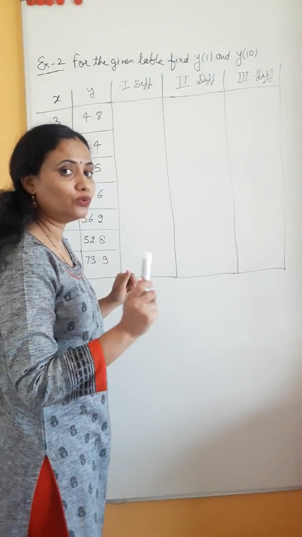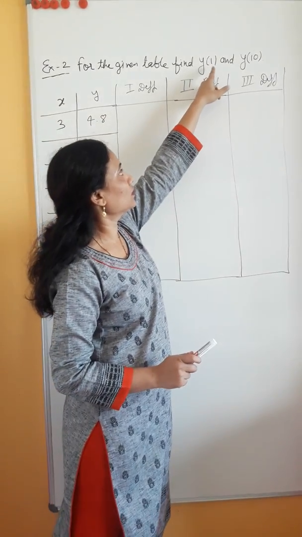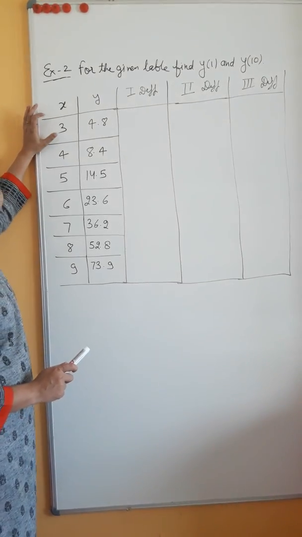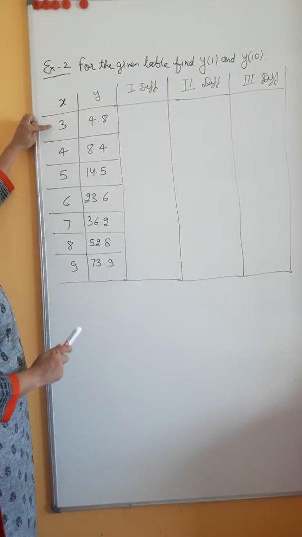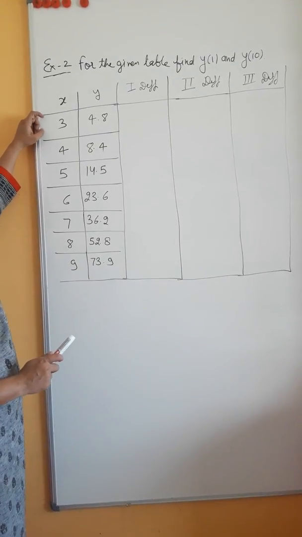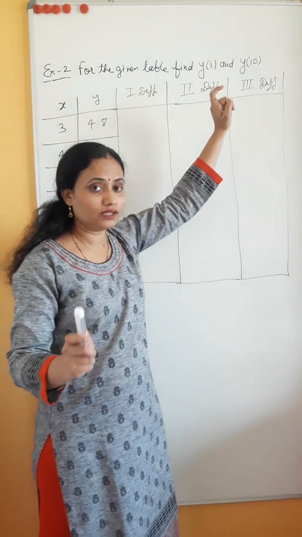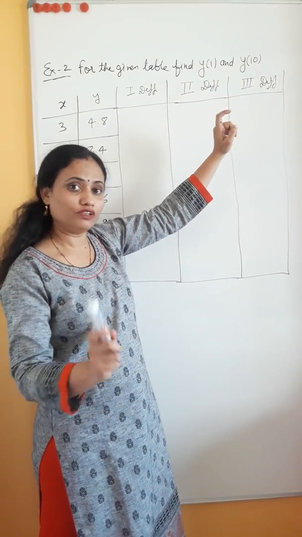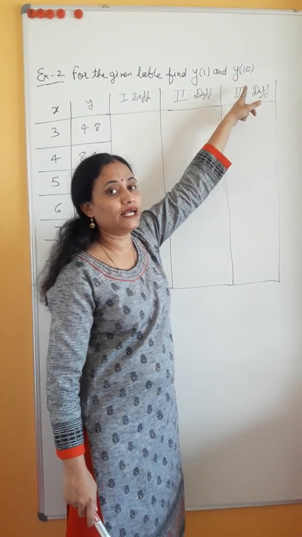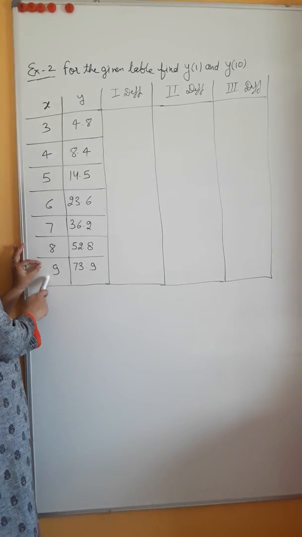First we need to understand these questions. When we are solving for x equal to 1, that x equal to 1 is near the initial point at 3, that is near the initial point. So to find this value we have to apply the forward interpolation formula, which we have done just now in the previous example. And when we have to find y at x equal to 10, that is near the last point.